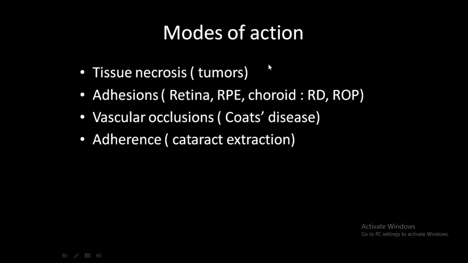What is the mode of action of this cryotherapy? The main mode of action is tissue necrosis; adhesions between the retina, RPE and choroid, because it induces inflammation and creates adhesion between the retina and RPE; vascular occlusions in cases of Coats disease; and adherence in case of cataract extraction. So basically, what does cryo do? It just freezes the tissue. Once it freezes the tissue, it destroys the tissue. So it causes tissue necrosis, induces adhesions, causes vascular occlusions, and can be used to remove the cataract.